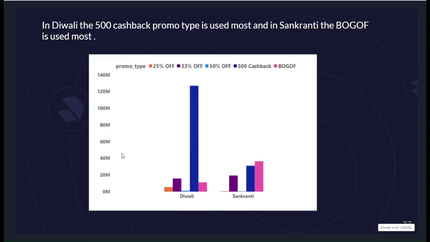So the last thing is in Diwali, the 500 cashback promo type is used most, and in Sankranti BOGO is used most. As you can see that here the blue bar shows the 500 cashback. So in Diwali, 500 cashback promotion is used most by our customers, and in Sankranti BOGO is used by the customers. So as you can see, people prefer 500 cashback and BOGO promotion types more.